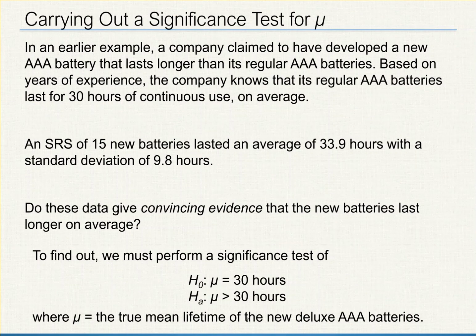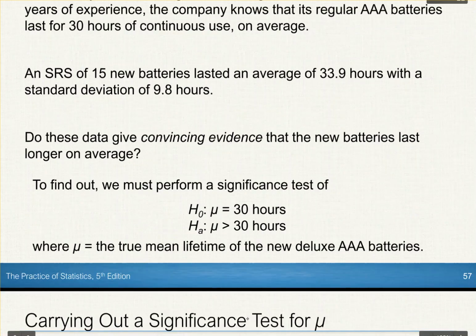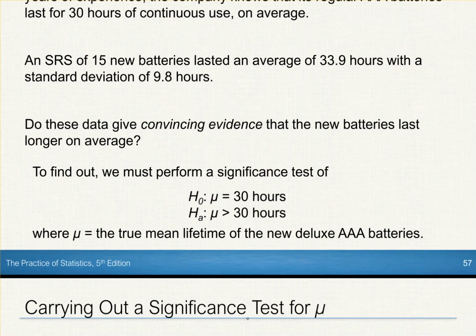We talked about this example, I believe, in 8.3. A company claimed to have developed a new AAA battery that lasts longer than its regular AAA batteries. Based on years of experience, the company knows that its regular AAA batteries last for 30 hours of continuous use on average. A simple random sample of 15 new batteries lasted an average of 33.9 hours with a standard deviation of 9.8 hours. Do these data give convincing evidence that the new batteries last longer on average? Our null hypothesis is that mu is still 30, and our alternative hypothesis is that mu is greater than 30 hours.